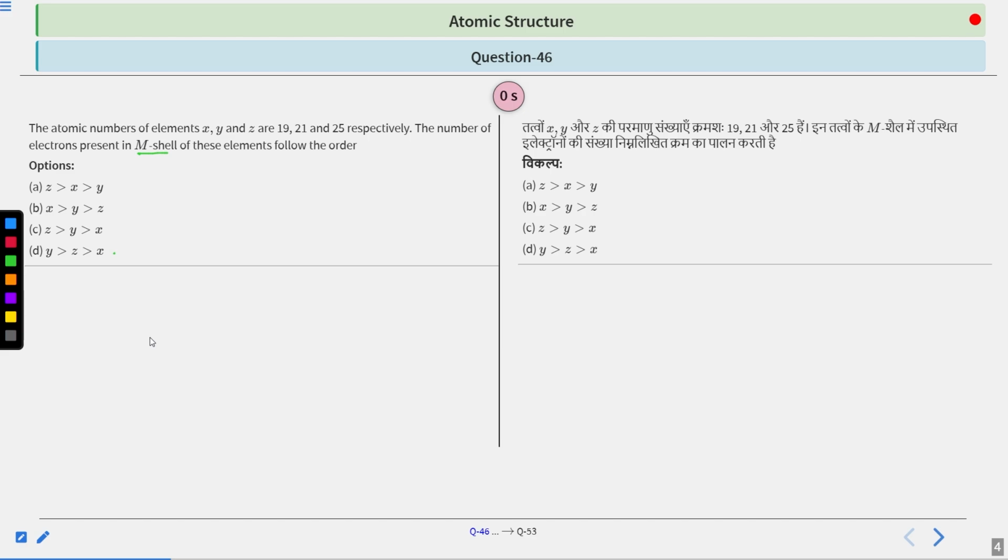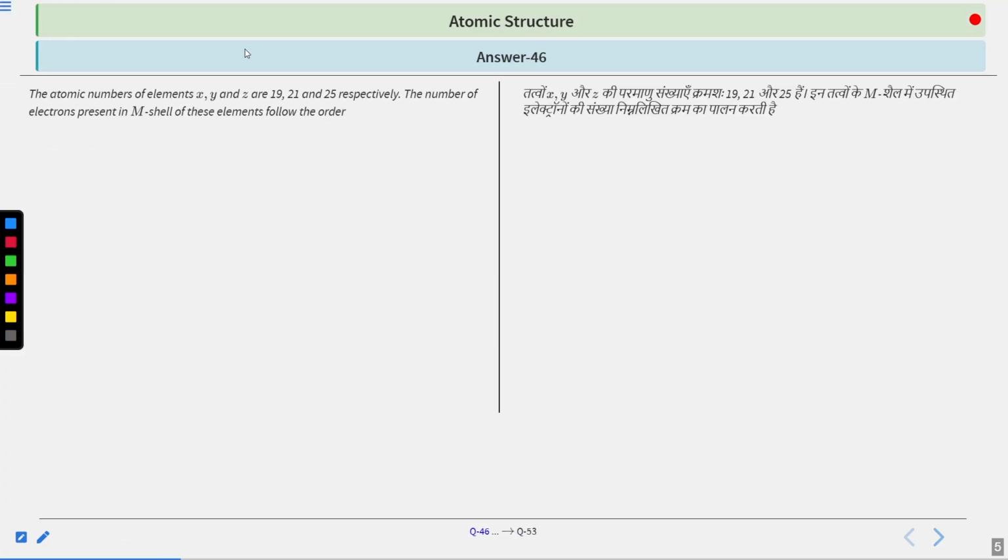Okay, now let us see the solution. So first of all, what is the question? The question is saying that the atomic number for three elements, attributed as X, Y and Z, is 19, 21 and 25. So you have to find the number of electrons present in the M shell of these elements, following the order. So the answer is C. Z is greater than Y is greater than X.